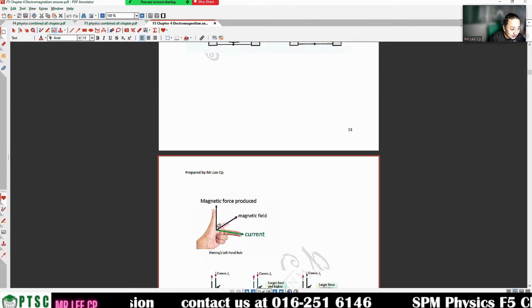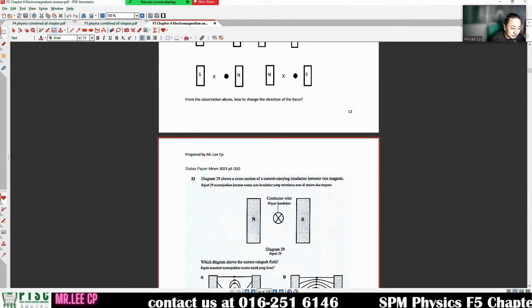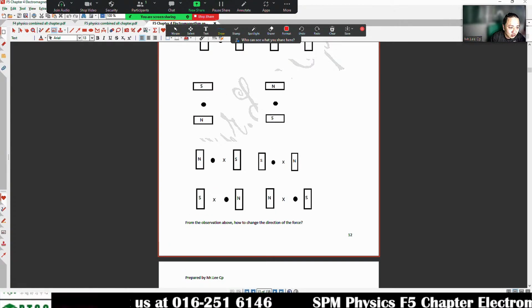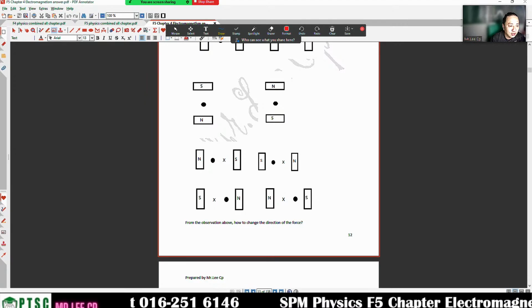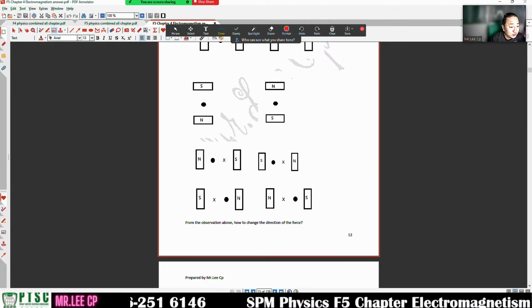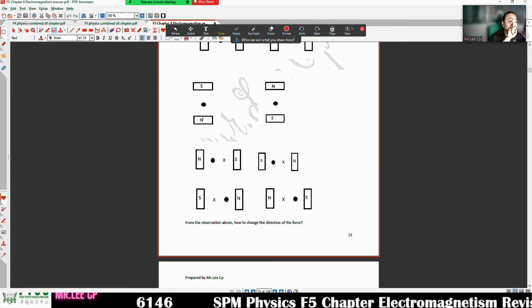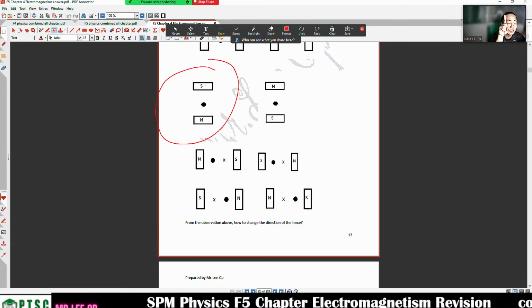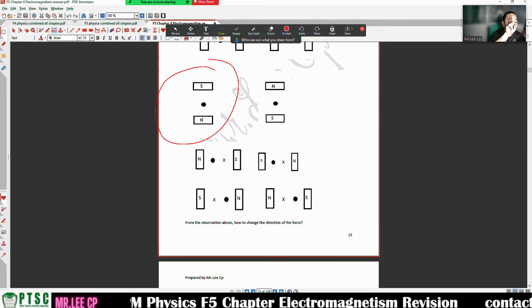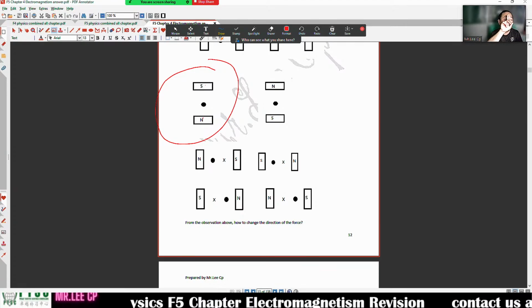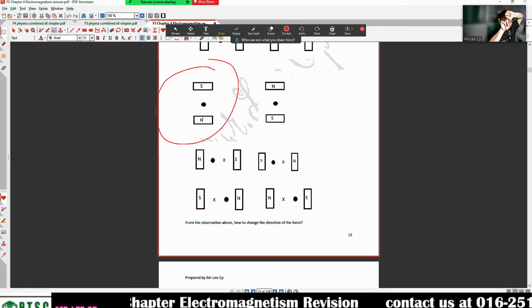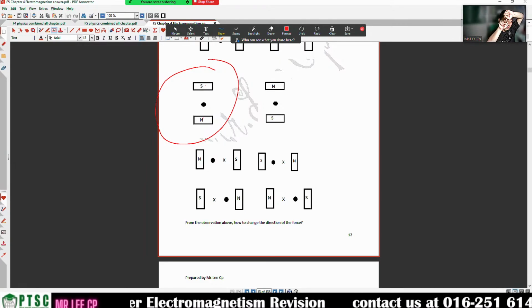Now we are going to see some easy examples from here. So how about this one? Now here, point north to south. This is north, this is south, point upward. I'm taking this example, north to south, go up. Now, after this one, you don't move this one already. This one is fixed. The current is here.